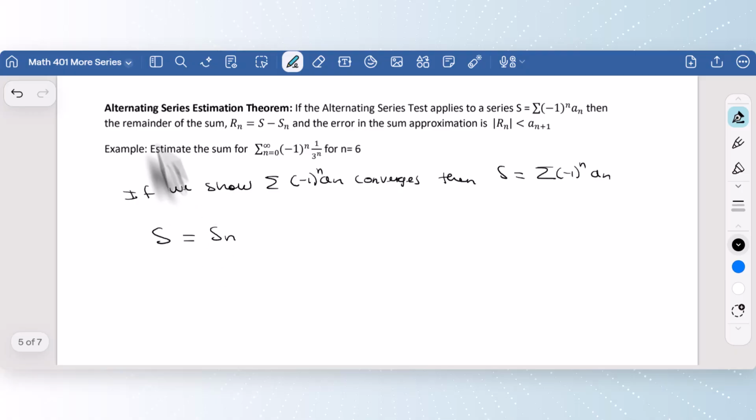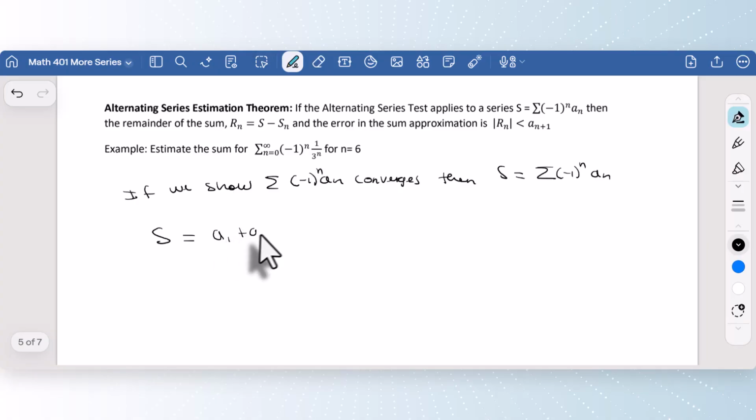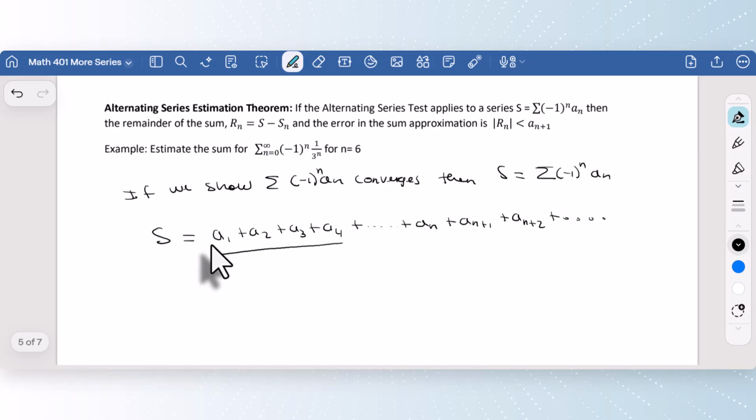And so what that means really is that I'm going to have a1 plus a2 plus a3 plus a4 plus, I'm kind of ignoring the alternating part, but plus a6, and then you're going to have plus a7 plus a8 plus dot dot dot forever and ever. And so what we're saying is that I'm going to approximate the sum of the first n terms, that's Sn, which means that what remains is appropriately called the remainder after n terms. So that's where this is coming from.